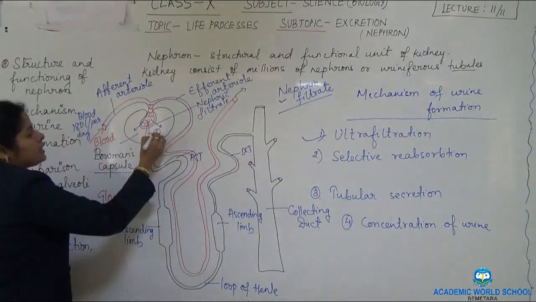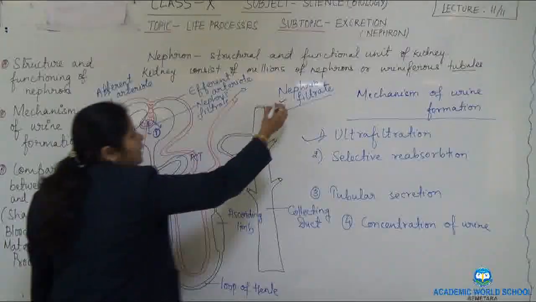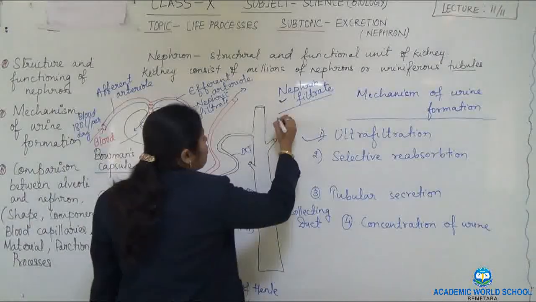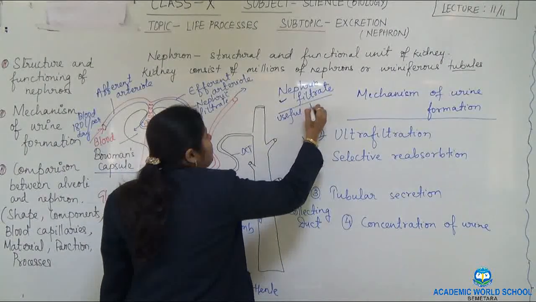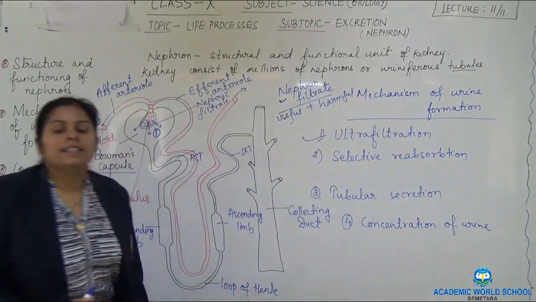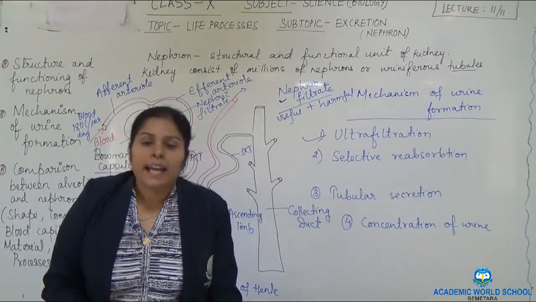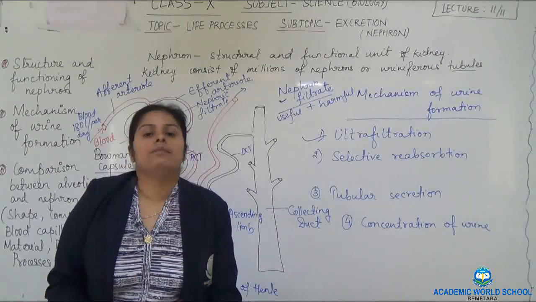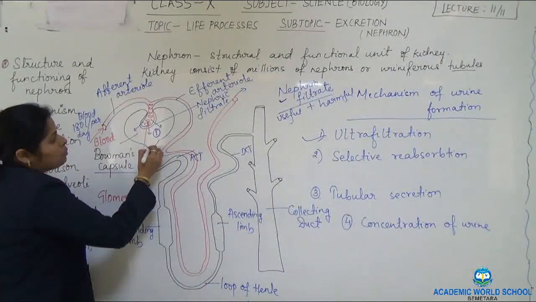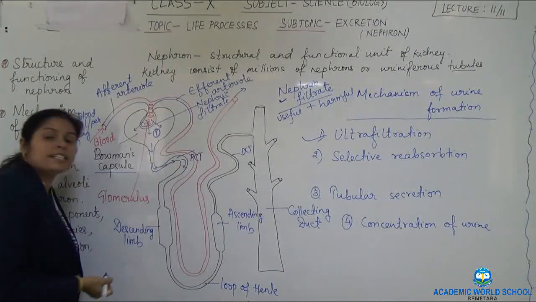Here the first step that occurs is ultrafiltration. The liquid that is oozing out, we call it nephric filtrate. This nephric filtrate consists of both useful plus harmful substances. In useful substances, we have glucose, amino acids, hormones, vitamins, and in wasteful substances which have to be removed, which are toxic, there is urea, uric acid, and so on. So the liquid now moves towards the proximal convoluted tubule.